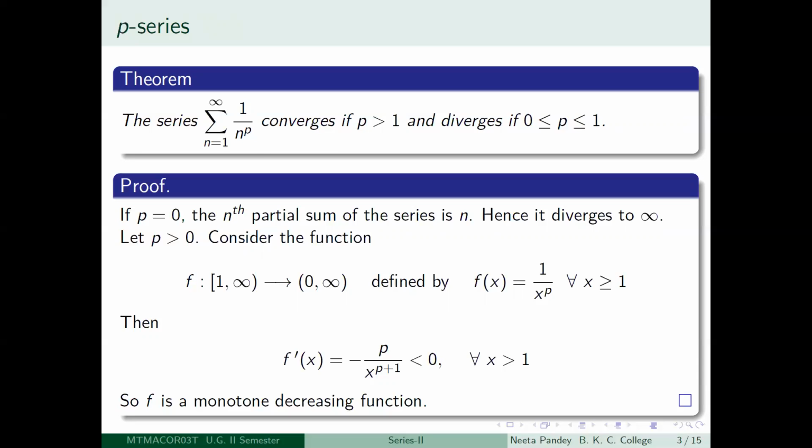Okay. So first of all, for p equal to 0, we don't need any fancy results. If p is 0, then n to the power 0 is 1. So every term is 1 here. So therefore, the nth partial sum of the series is just n, right? You are just adding 1 n many times. So you are going to get n. So therefore, that series is clearly divergent to infinity. Therefore, the case when p is equal to 0 is a trivial case, and that just follows. We don't need the integral test here.